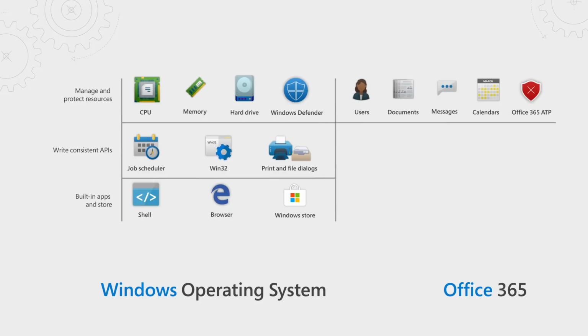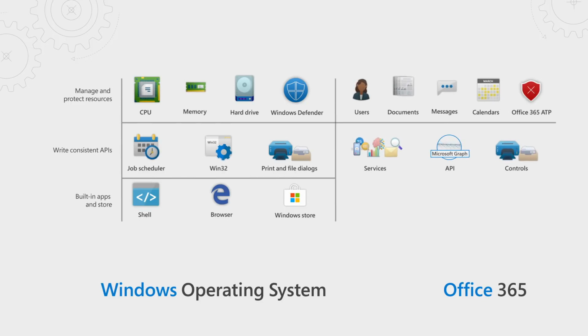So instead of focusing on devices, we focus in on resources. So what does it do? It manages the resources like users, documents, messages, calendars, and then it protects those people resources with things like information protection and Office ATP. Next is it provides developer services.